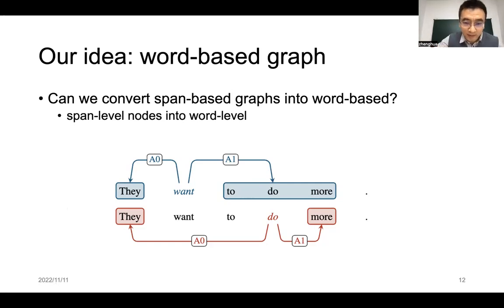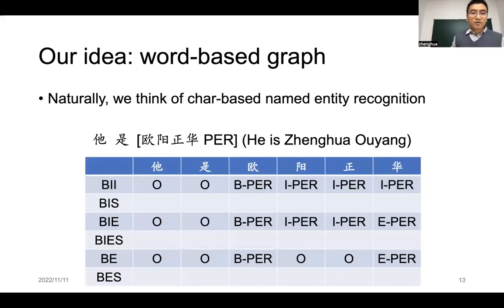How do we do that? If we think in the right direction, we know which way to go, and the ideas will jump out very naturally. So naturally we think of char-based named entity recognition. Here is an example: he is Ouyang Zhenghua. Ouyang Zhenghua is a person name, and it's a four-character person name.